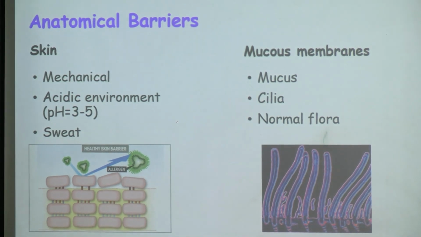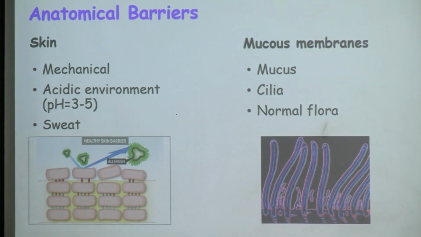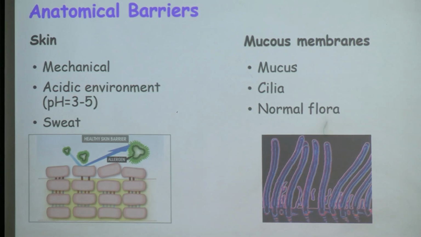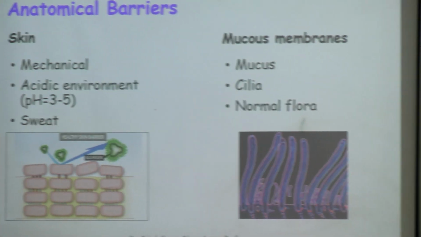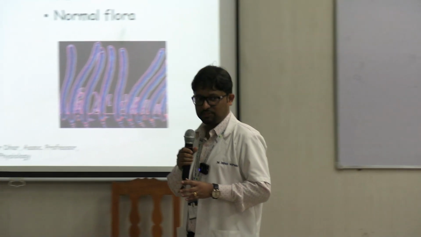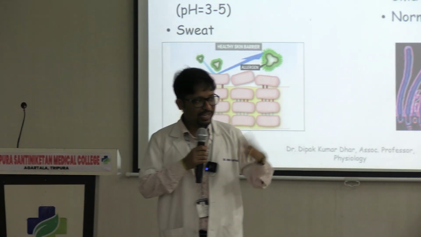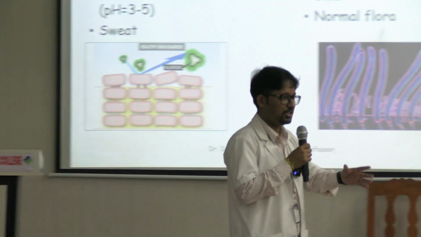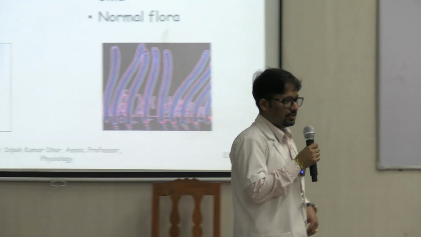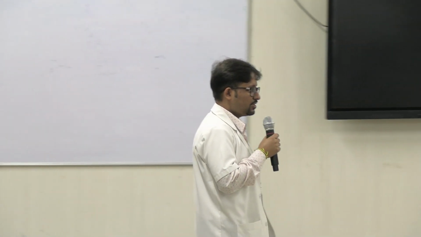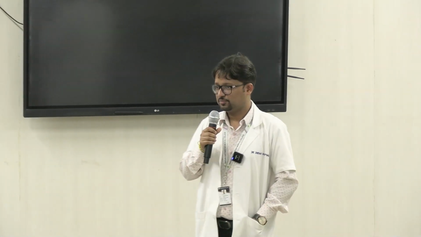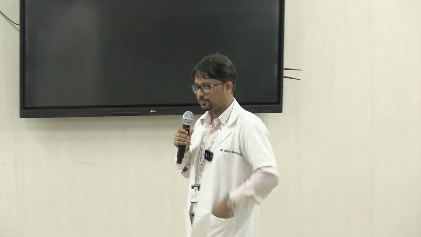Okay? I was talking about the normal flora. What is that? In various parts of the body, there are some microorganisms which are normally present. They come and stay there, right? So they have a sort of symbiotic association with the body, right? Because they are normally present there, they will not allow any other organism to enter. So that is how they function as a barrier. These are called commensals.